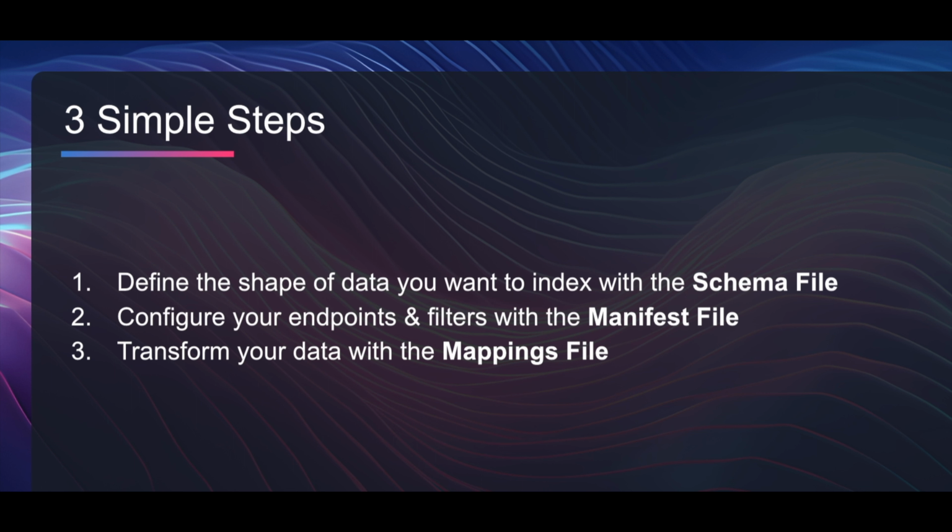So as I said, there are only 3 types of files. You are defining the shape of your data that you want to index in a schema file. You are configuring the endpoints and filters and smart contract addresses or messages in a manifest file. And finally, you transform your handled data in the mapping file and save it as an entity that you've set in the schema file.